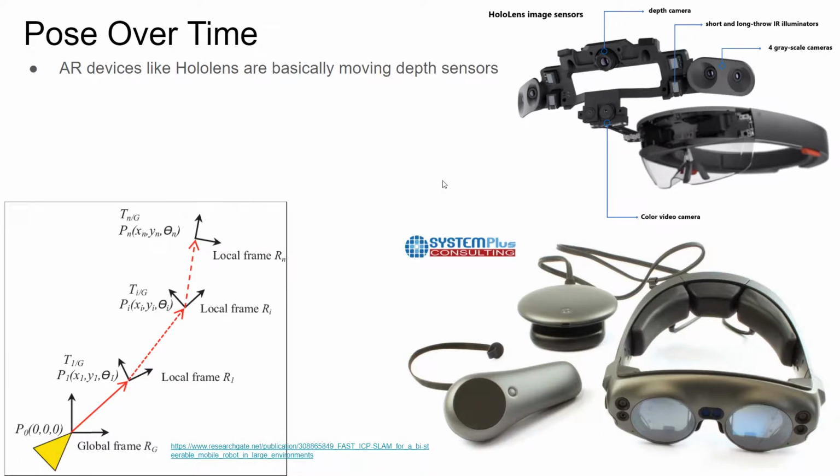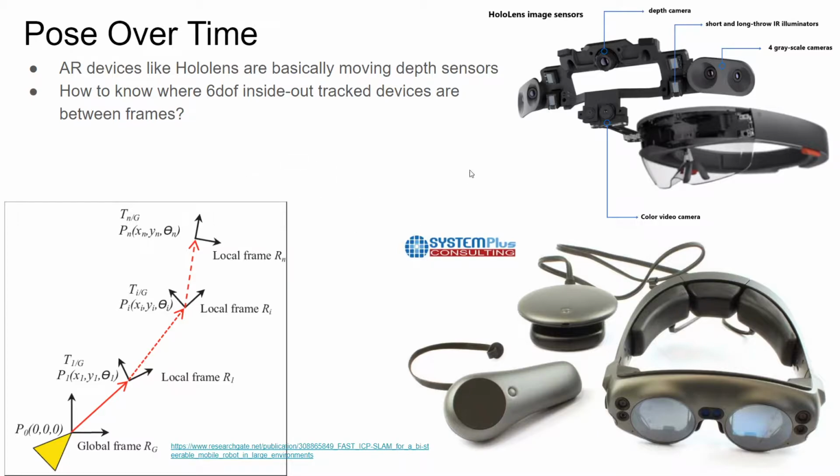We want to measure pose over time because AR devices like the Hololens and the Oculus Quest and so on are basically moving depth sensors. And so we need to figure out where these depth sensors are moving so that we can get an accurate reconstruction of the thing that we're looking at, or at least we can get an accurate pose in 6 degrees of freedom relative to the real world for AR so that we can align objects correctly.